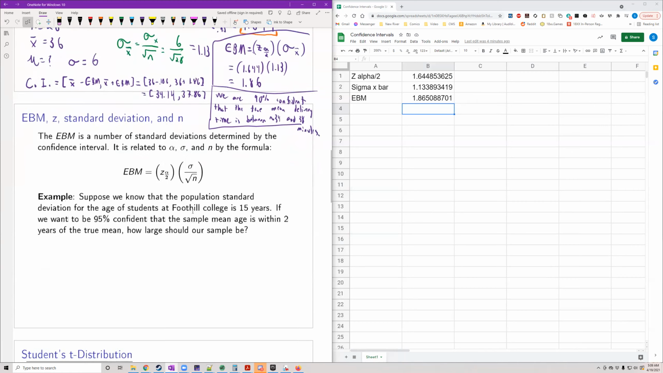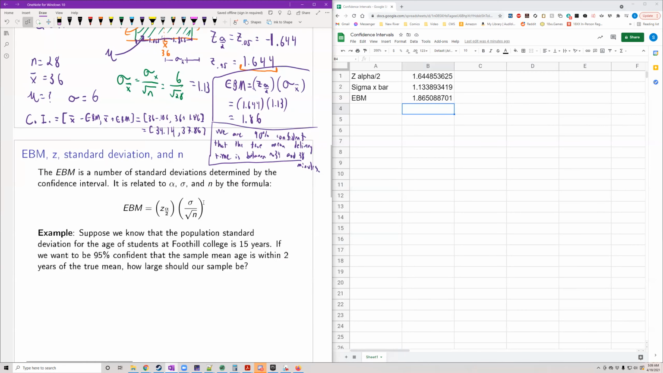So for instance, in this scenario, we're saying that we know the standard deviation for the age of students at a certain college is 15 years, and we want to be 95% confident that the sample mean age is within 2 years of the true mean. We need to know how large the sample should be. Well, we can use this equation. The EBM, we're saying we want that to be 2.